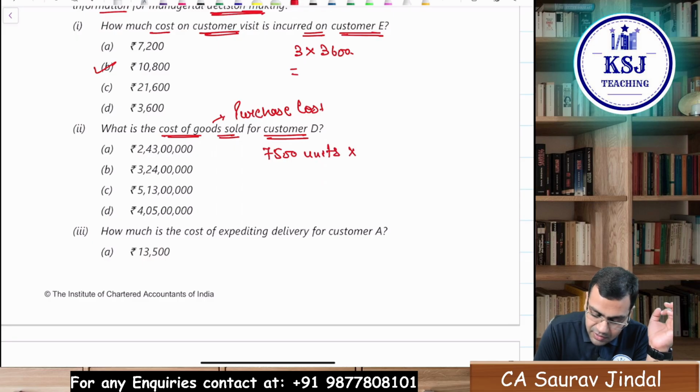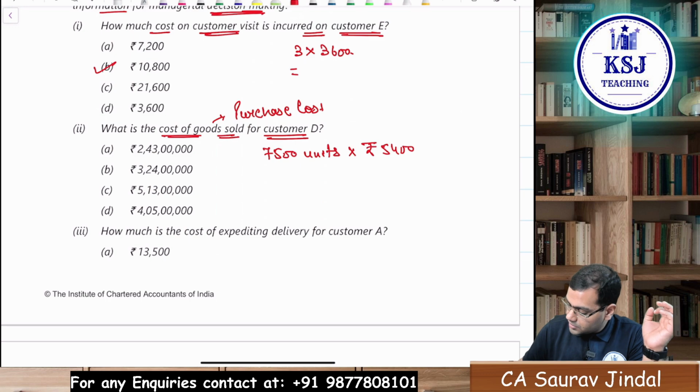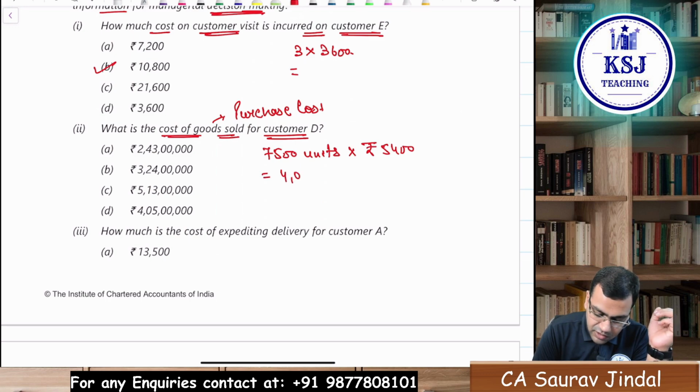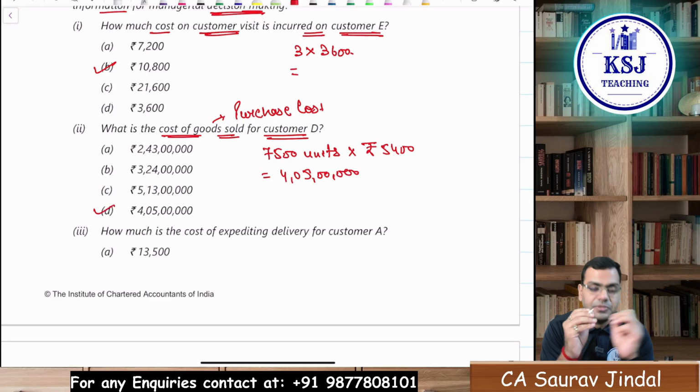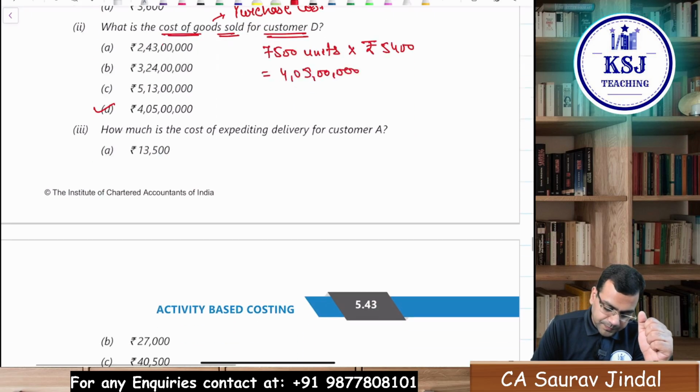7,500 units multiplied by rupees 5,400. 7,500 multiplied by 5,400, that comes to 4 crore 5 lakhs. So this is option D, the cost of goods sold. Is that clear? Okay.